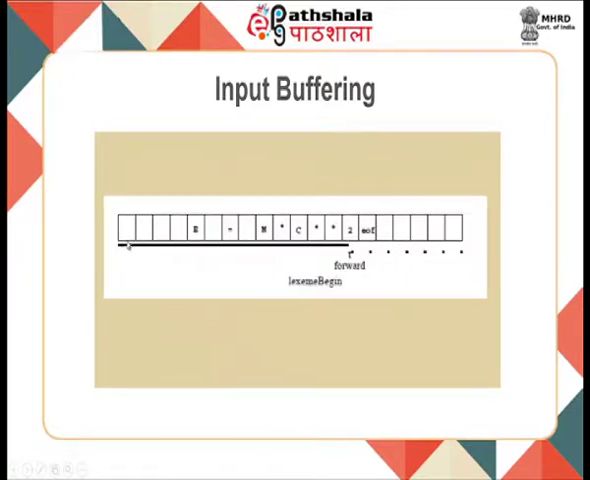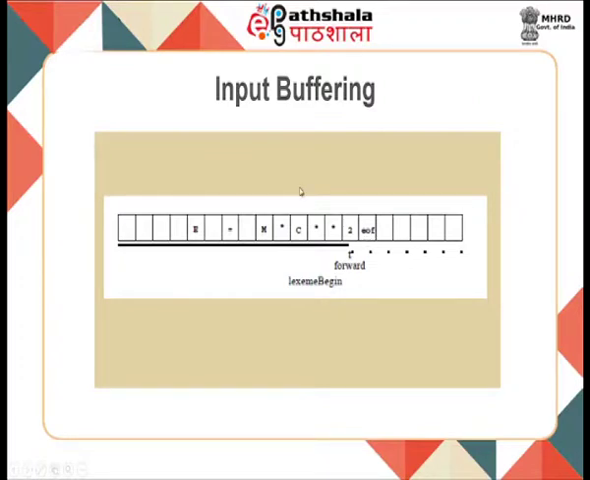Buffer pair is something like this. This is again from the textbook by Aho, Sethi and Ullman. Supposing I have an expression E = M * C squared. I will get this in my buffer as: E, space, equal to, space, M, star, C, double star, 2, and then it is over.